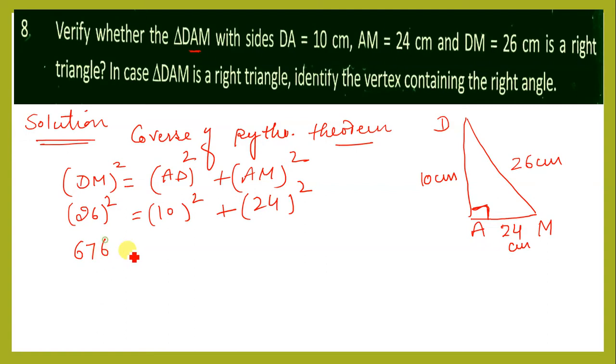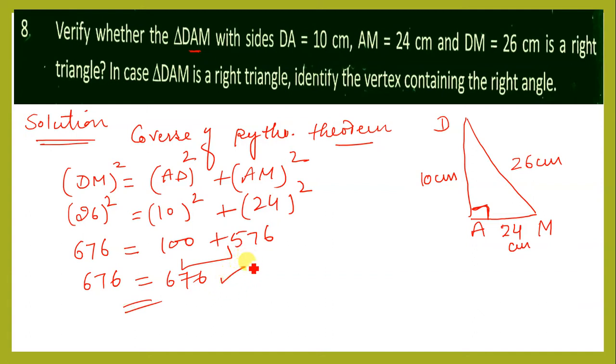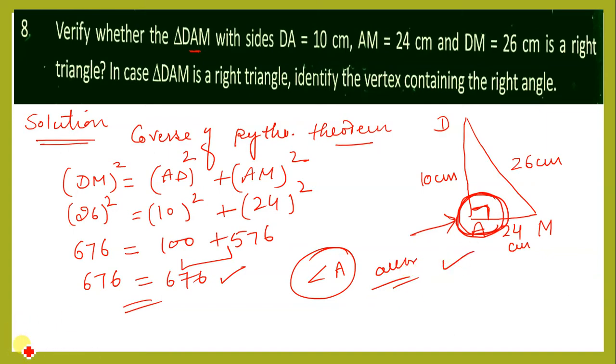If we calculate, you will get 676. This is 100. This is 576. So here 676 is equal to 676. So yes, this is a right angle triangle, and in this case you have to identify the vertex containing the right angle. On which vertex is the right angle? That is angle A. Clear? So this way we have verified.